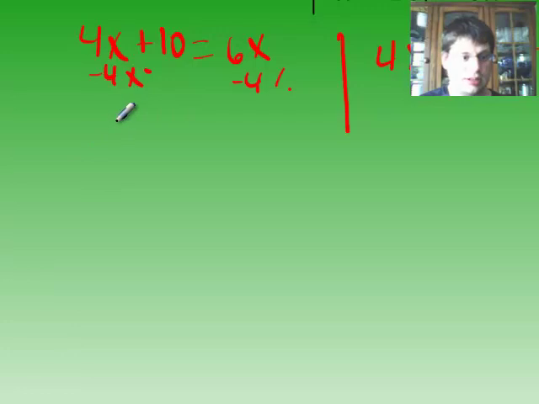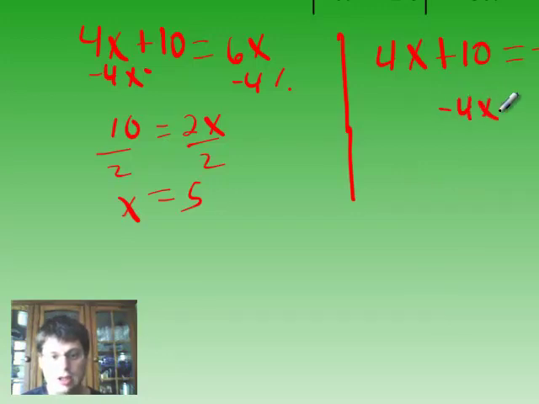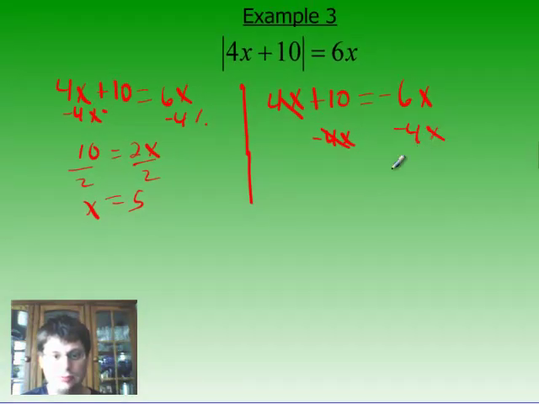Let me clean this up a bit. And we're left with 10 is equal to 2x, divide by 2, and x is equal to 5. Okay, on this side, I'm going to go ahead and subtract the 4x.